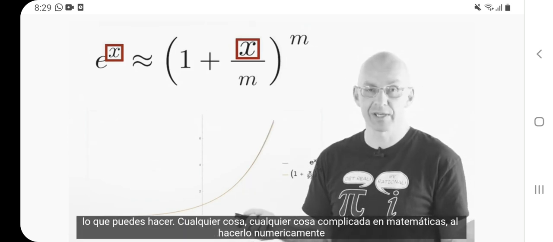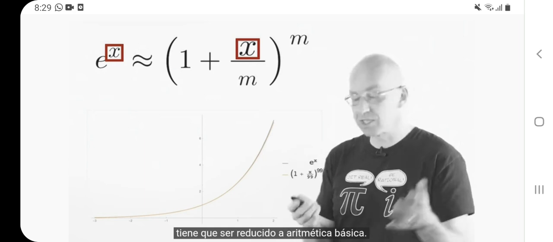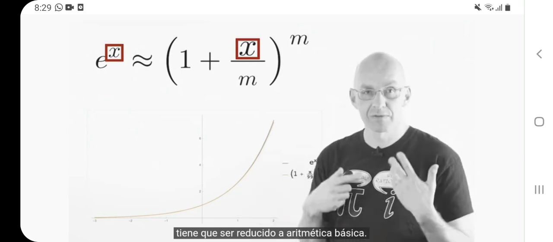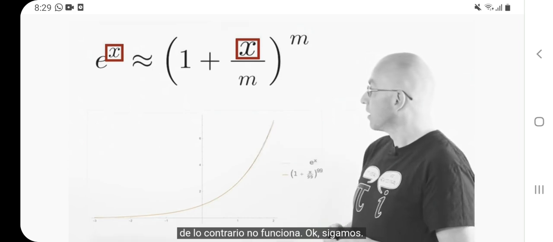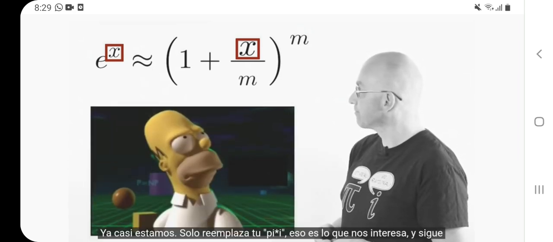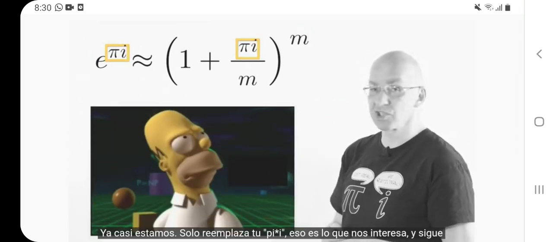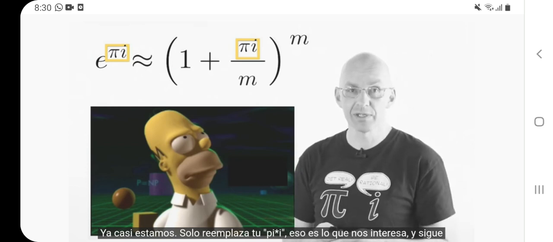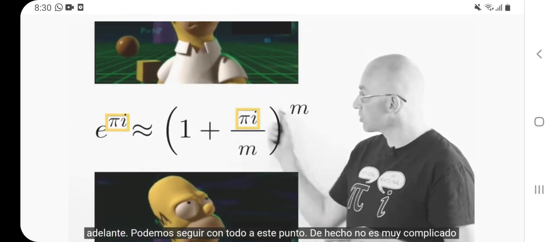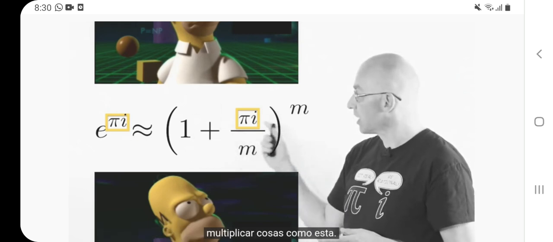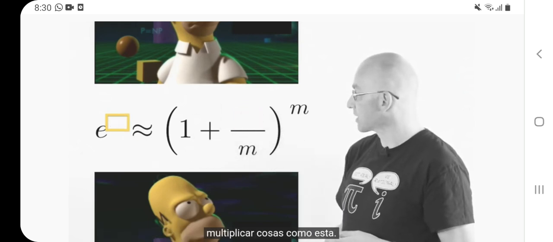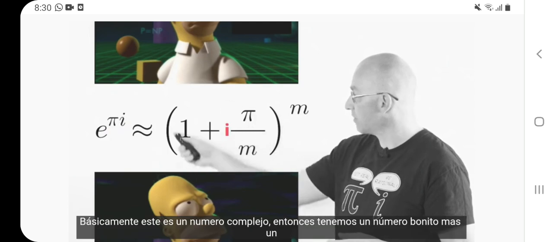Anything complicated in mathematics, when you do it numerically, has to be reduced to just basic arithmetic. Otherwise, it doesn't work. Okay, here we go. Almost there now. Just chuck in your pi I, that's what we're interested in, and go for it. And actually, we could go for it at this stage. It's actually not very hard to multiply things like this. Well, this is basically a complex number in here.